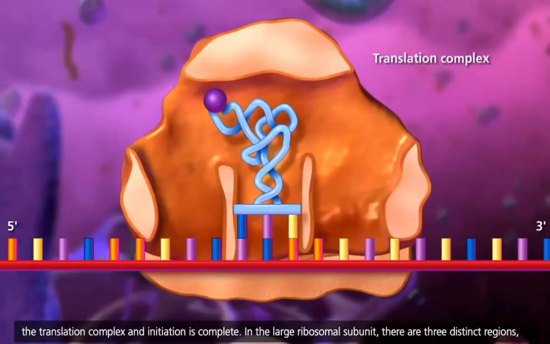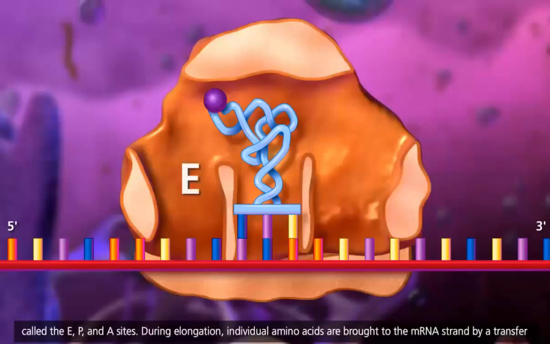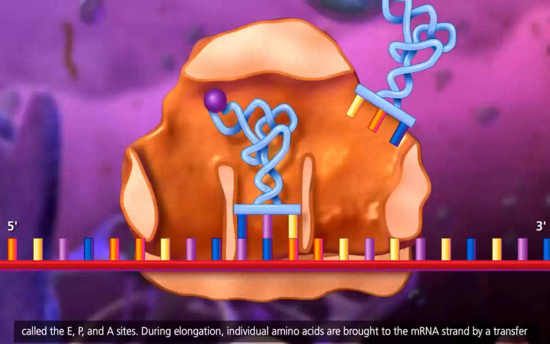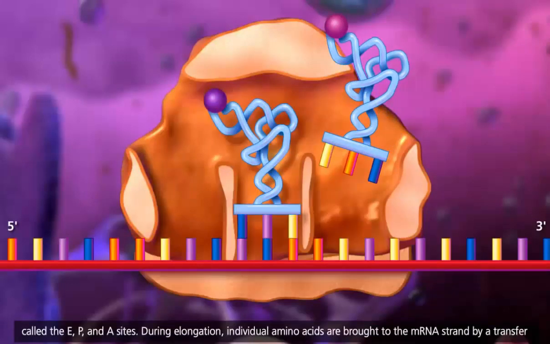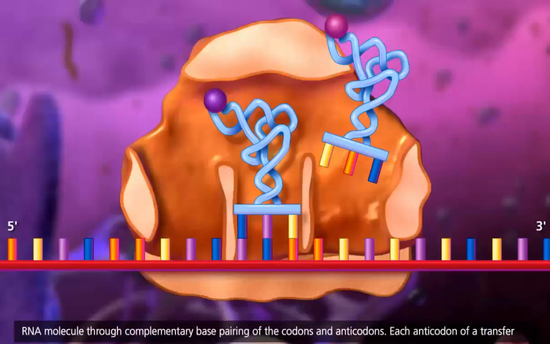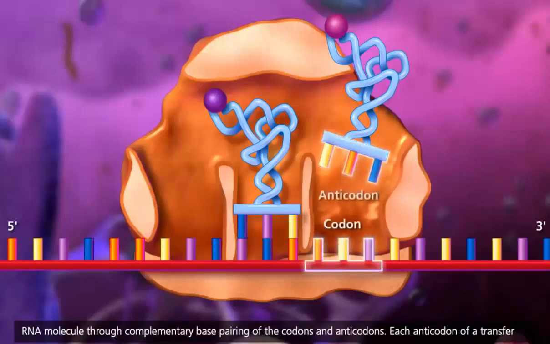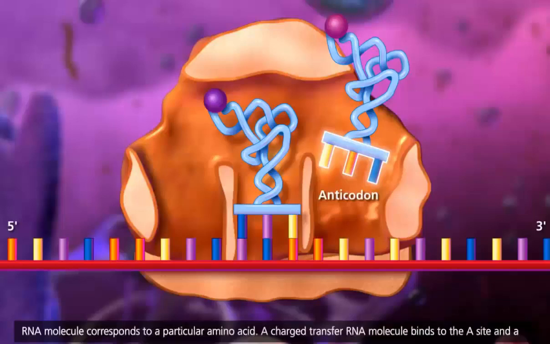initiation is complete. In the large ribosomal subunit, there are three distinct regions called the E, P, and A sites. During elongation, individual amino acids are brought to the messenger RNA strand by a transfer RNA molecule through complementary base pairing of the codons and anticodons. Each anticodon of a transfer RNA molecule corresponds to a particular amino acid.